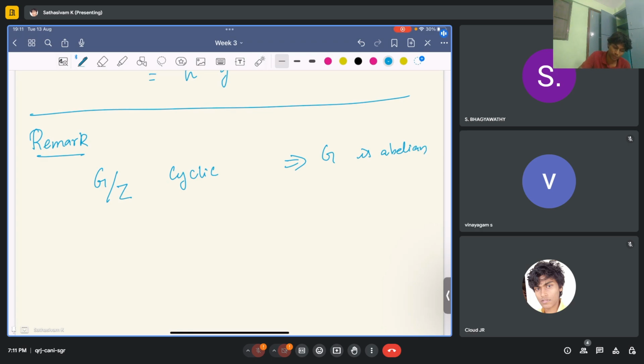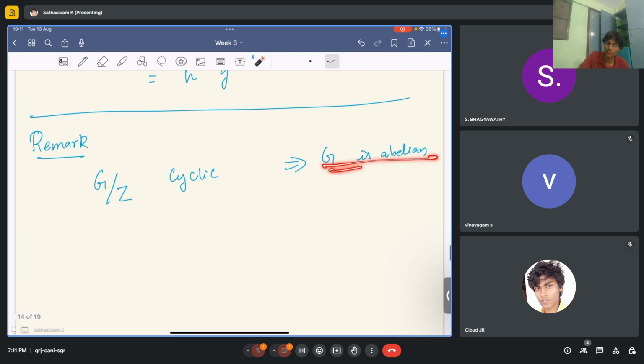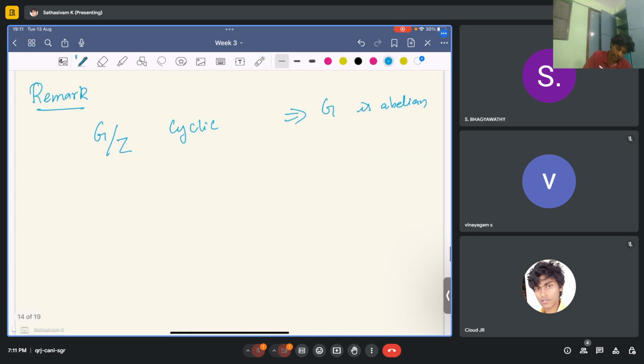Suppose G is abelian, right? So G is abelian means what? G is abelian means the center of G is equal to G. So this is one of the exercises given in the classroom, and we have proved it. So G is abelian is the same as saying center of G is equal to G. So what does that tell you about G by Z? If you look at G by Z, the center of G is basically G itself.